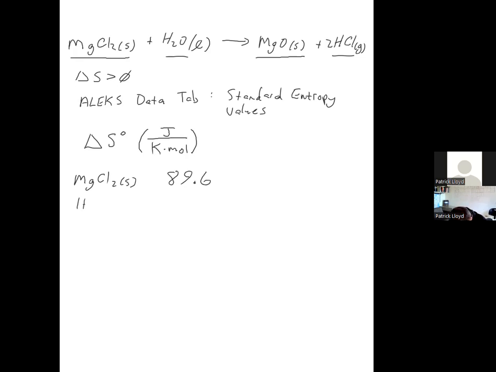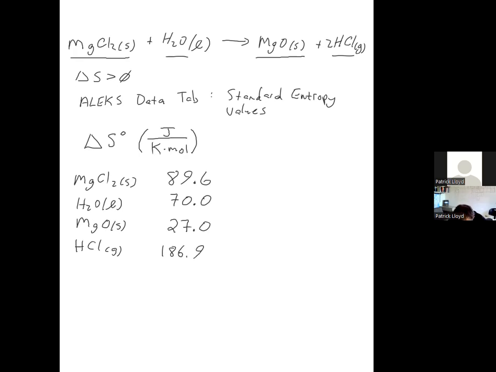H2O liquid is 70.0. I've seen it as 69.9, but in the Alex data tab they have it as 70.0. That's perfectly fine. I've seen it as 69.96, maybe. That's what I'm thinking. MgO, solid, is 27.0. And HCl as a gas is 186.9.